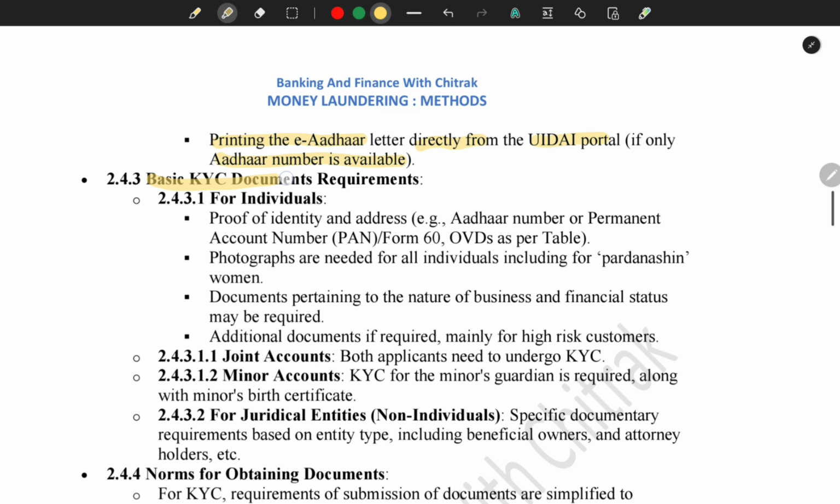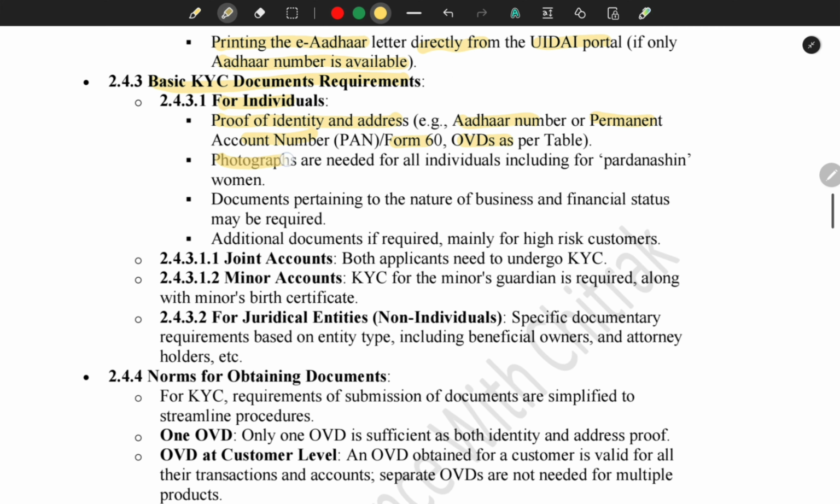The basic KYC documents required for individuals: we need proof of identity and address via Aadhaar number or PAN number, or if someone has no PAN, then Form 60. We need photographs of all the individuals, including for Parda Nashin women. Like in cases of Muslim women, there is a Parda system where the woman covers her face in the veil. We need photographs of those women too before opening their accounts.